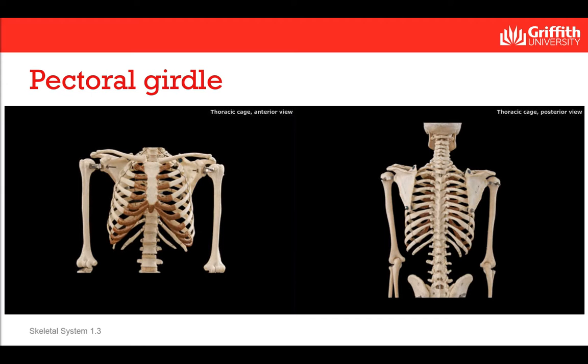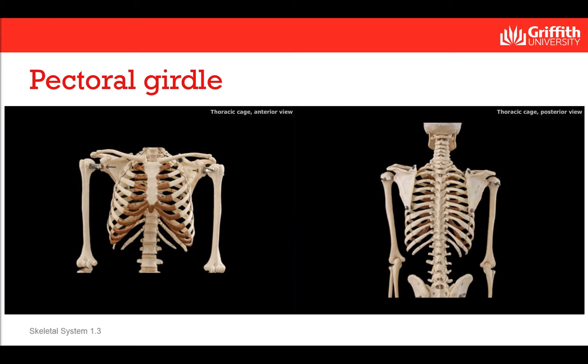The pectoral girdle attaches the upper limb to the skeleton, and the pelvic girdle attaches the lower limbs to the skeleton. What does girdle actually mean? The word girdle refers to the encircling of the body, a ring around the torso.